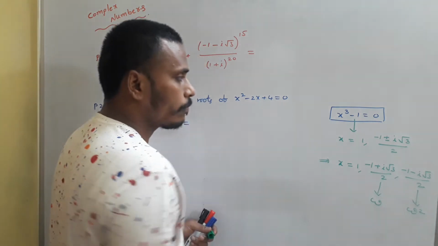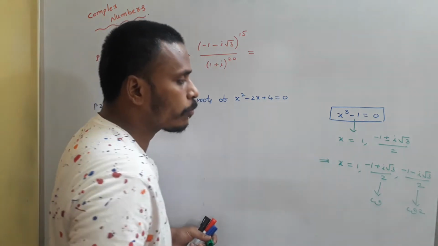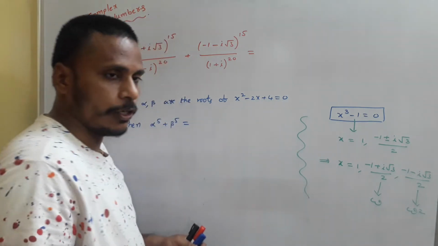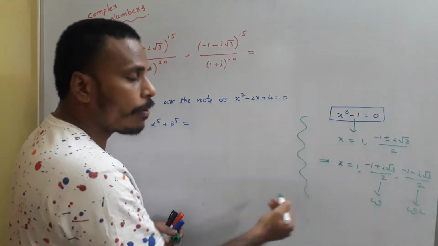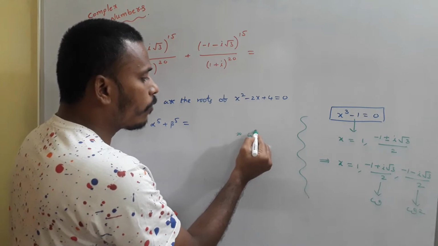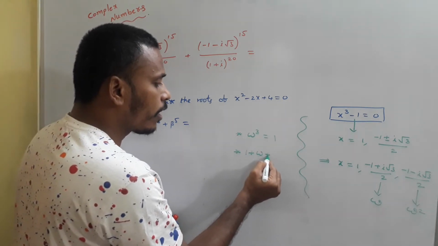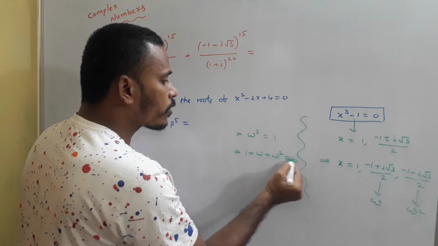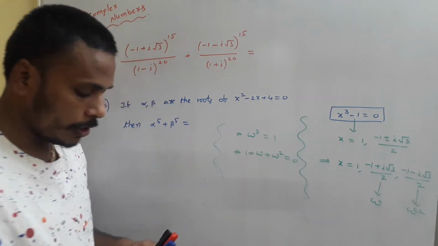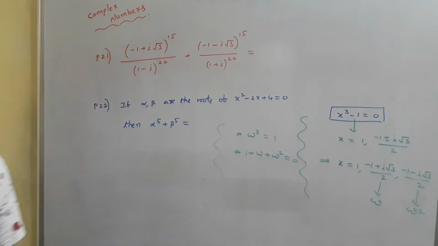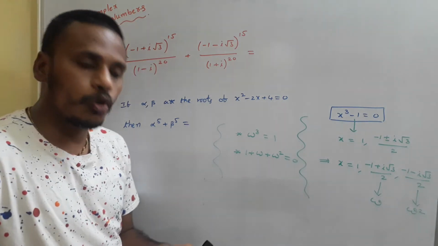This is the concept of cube roots of unity, and we already discussed it in our synopsis video. Based on omega, we have omega cube equals 1 as one relation, and the other relation is 1 plus omega plus omega square equals 0. These two are the ideas related to cube roots of unity. Using these ideas, it is now easy to answer the problem. First of all, how to answer this?